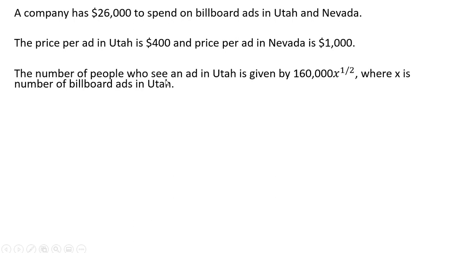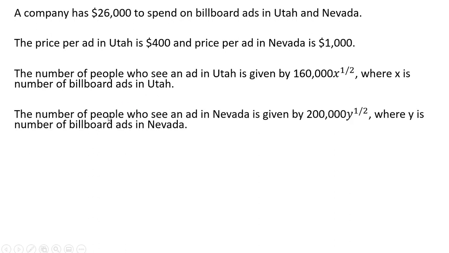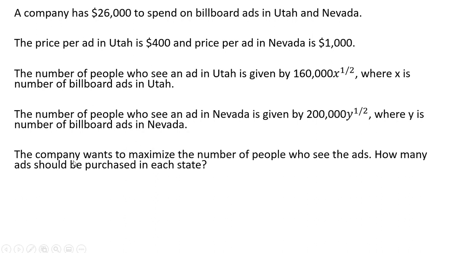The number of people who see an ad in Utah is given by the following equation, where X is the number of billboard ads in Utah, and the number of people who see an ad in Nevada is given by the following equation, where Y is the number of billboard ads in Nevada. The company wants to maximize the number of people who see the ads. How many ads should be purchased in each state?